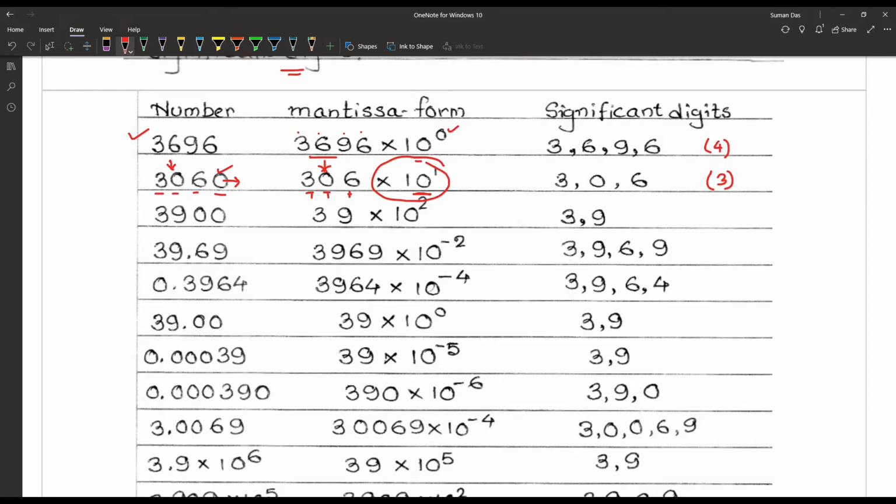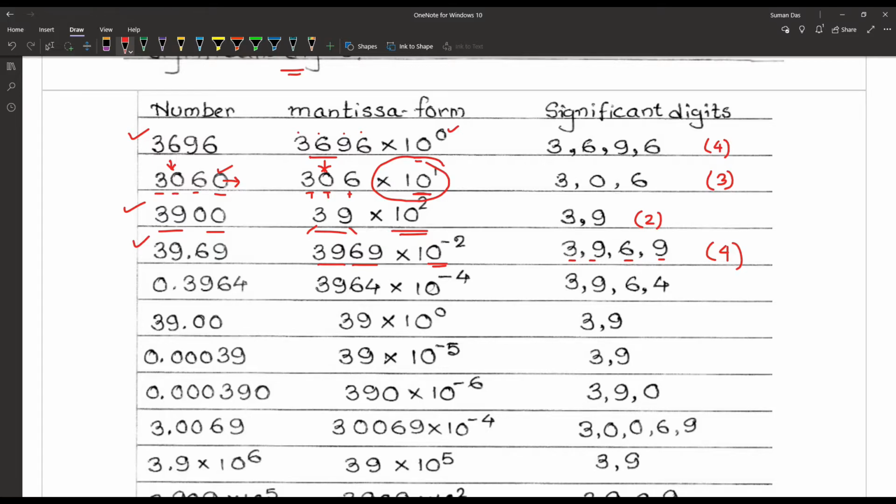Let's check the next number, 3900. In Mantissa form, 39 into 10 to the power 2. So how many significant digits? 3 and 9. So there are 2 significant digits. Next one, 39.69. That can be written 3969 into 10 to the power minus 2. So 3969, there are 4 significant digits.